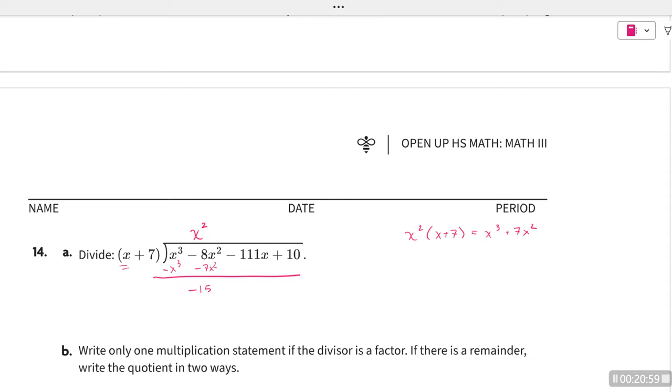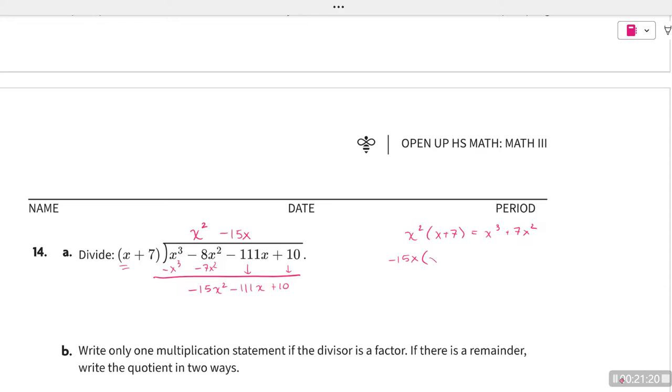Sorry, my pen just wasn't writing for a second there. There we go, negative 15. So I pull down my negative 111x and pull down my 10. So now x goes into negative 15x squared, negative 15x times.